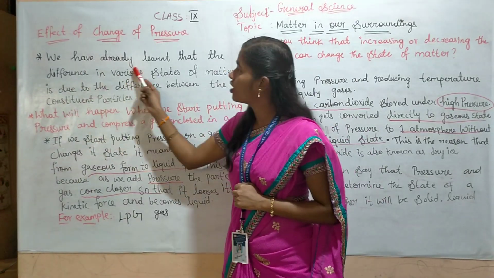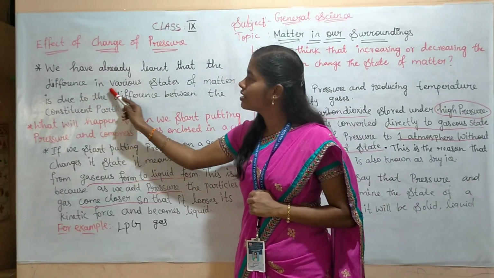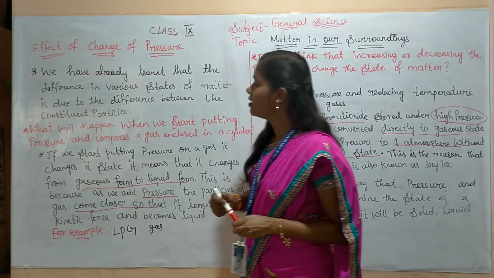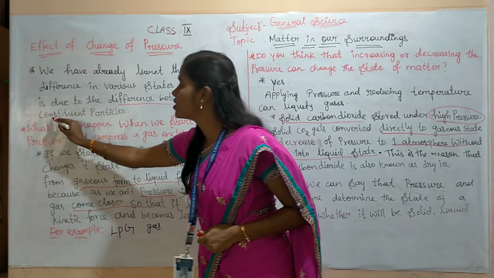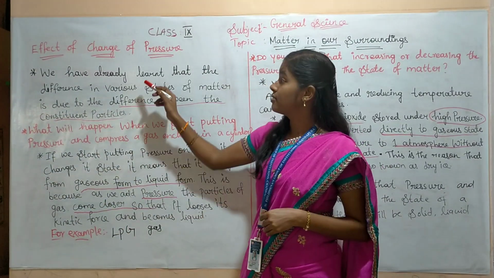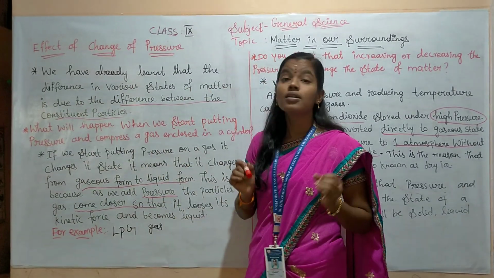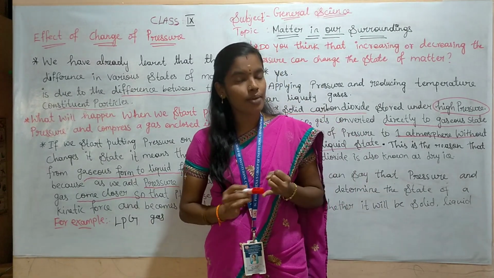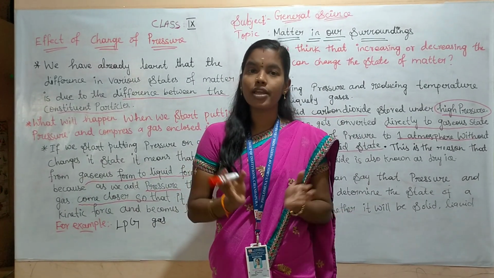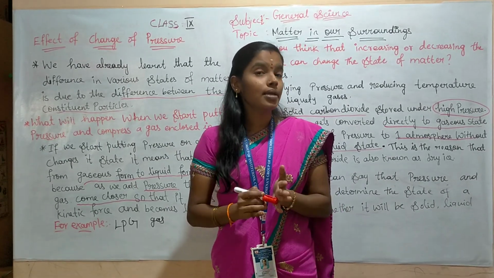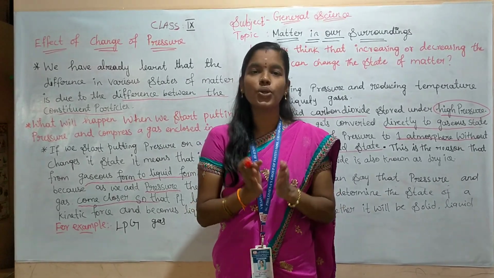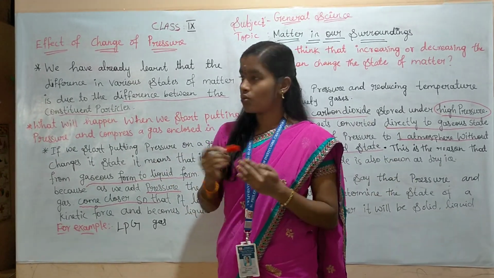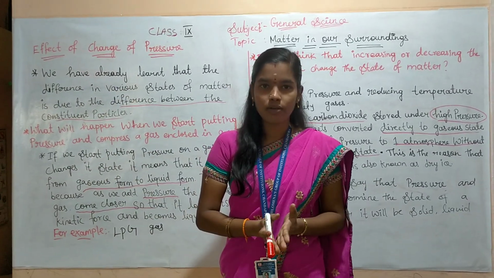Okay. So we have already learned that the difference in various states of matter is due to the difference between the constituent particles. For example, in a solid the particles are arranged tightly and closely, in a liquid the particles are arranged loosely, and in the gaseous state the particles are arranged rarely. So because of these reasons, there is a difference in various states.